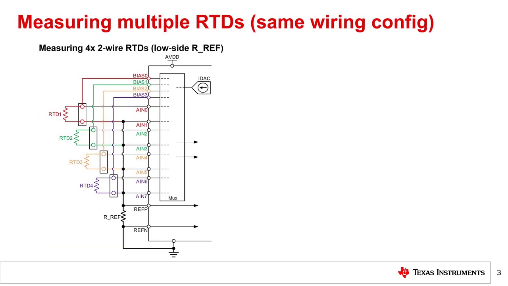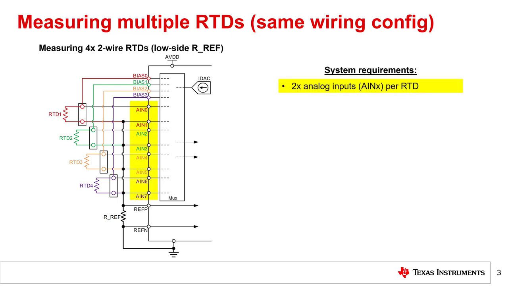The system on the left, which uses a low side reference resistor, has the following design requirements. First, a maximum of 2 analog inputs are needed to measure each RTD. This specific implementation uses 8 analog inputs to measure 4 2-wire RTDs. Certain configurations are able to use fewer inputs. This is discussed in more detail on a later slide.